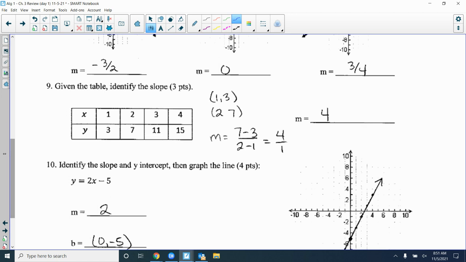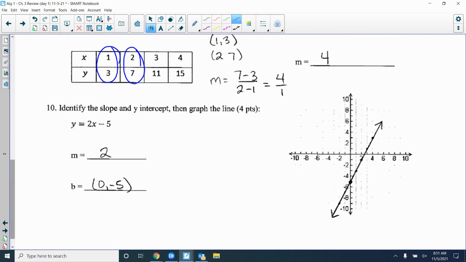The table, okay, I use 1, 3, and I use 2, 7. And so I did the y, 7 minus 3, and 2 minus 1. So I ended up with 4. And now for 10, this is where it says identify the slope and y-intercept. Graph the line. The slope is the number with the x. 2 or 2/1.